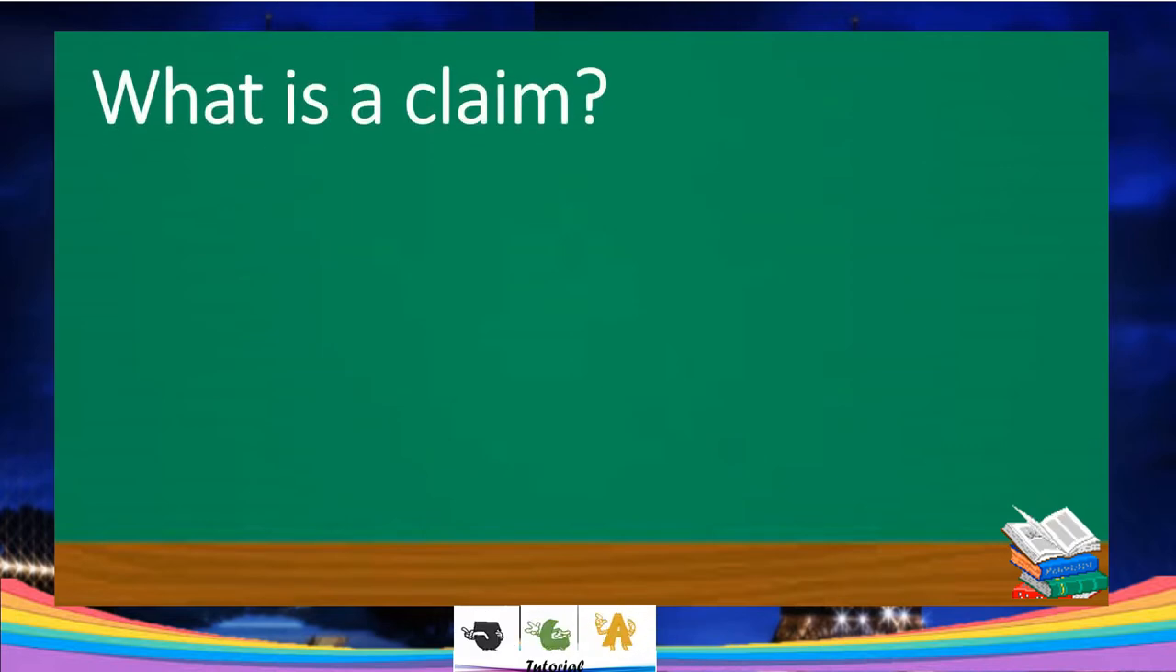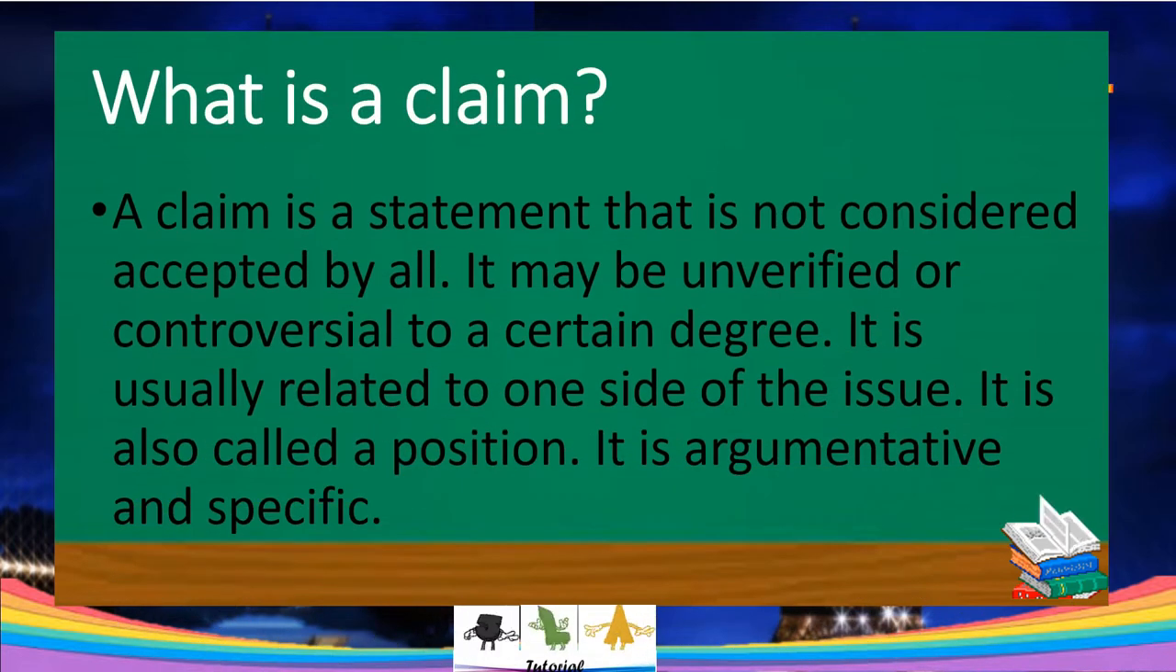What is a claim? A claim is a statement that is not accepted by all. It may be unverified or controversial to a certain degree. It is usually related to one side of the issue. It is also called a position, and it is argumentative and specific.